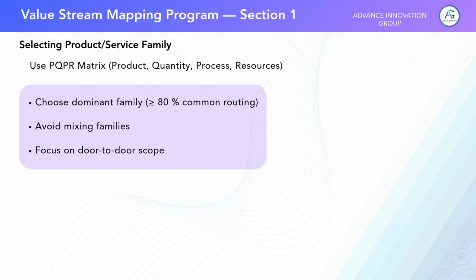When starting a value stream mapping project, we must first select the right product or service family. We use a PQPR matrix, which stands for Product, Quantity, Process, and Resources, to identify families with at least 80% common routing. We should avoid mixing different families because that can make the analysis confusing. Lastly, focus on the scope, meaning the entire process flow from the start to the end of value delivery.